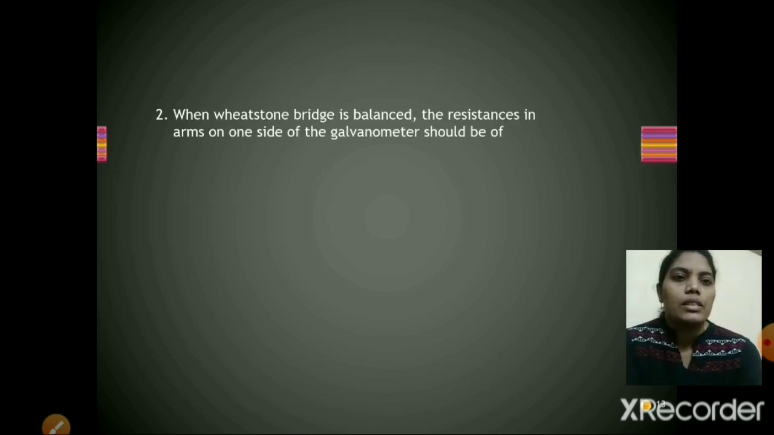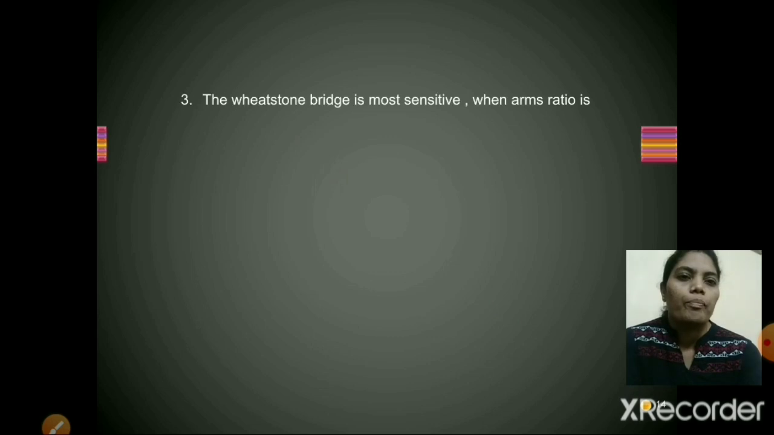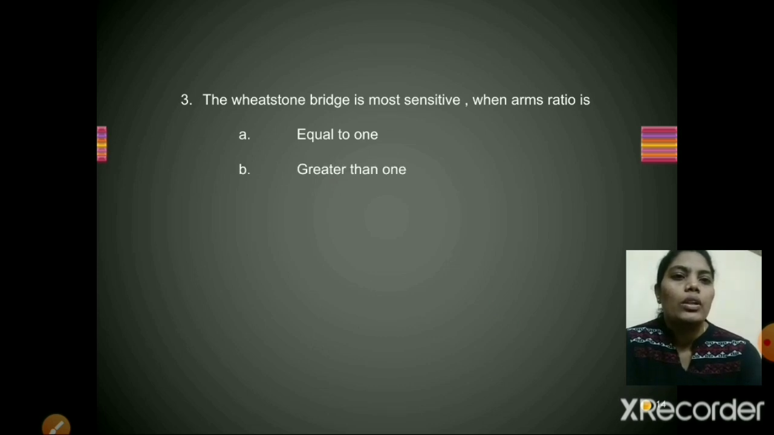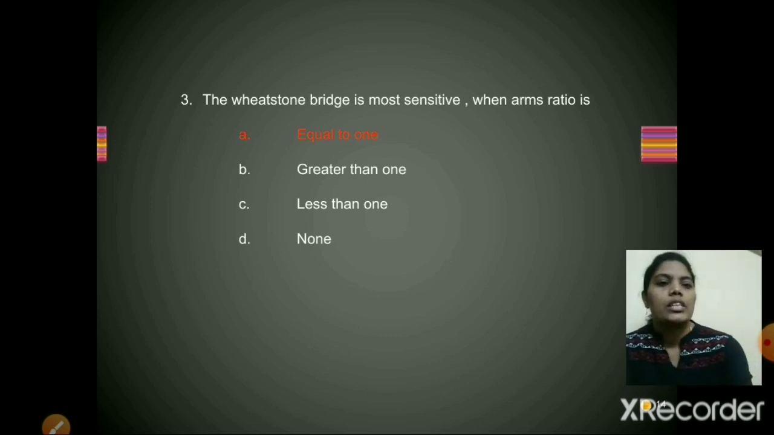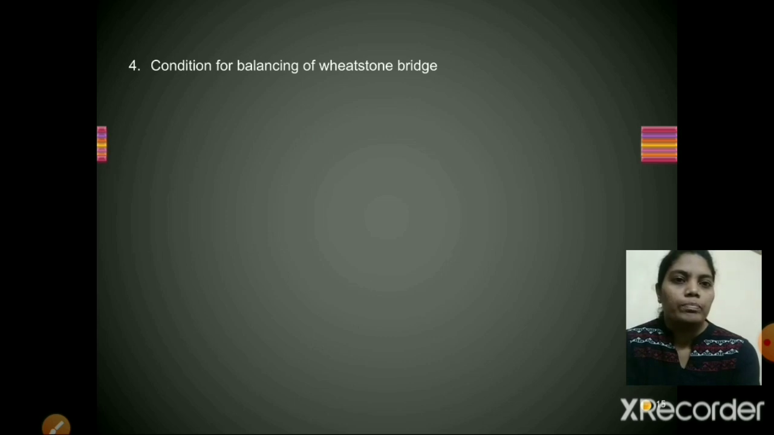When the Wheatstone bridge is balanced, the resistances in the arms on one side of the galvanometer should be of the same order, different order, or none? They should be of the same order. The Wheatstone bridge is most sensitive when the arms ratio is equal to 1, greater than 1, or less than 1? It is most sensitive when the ratio is equal to 1.